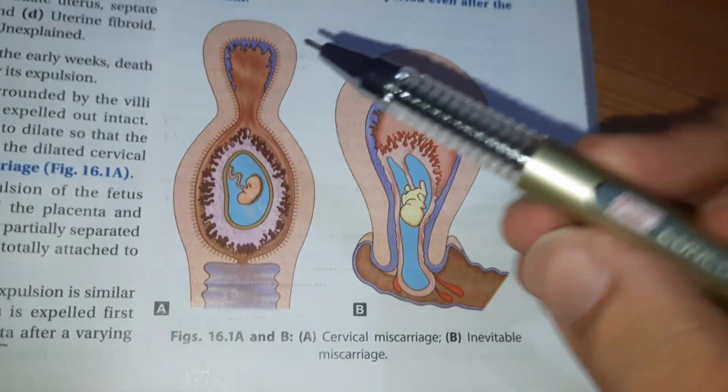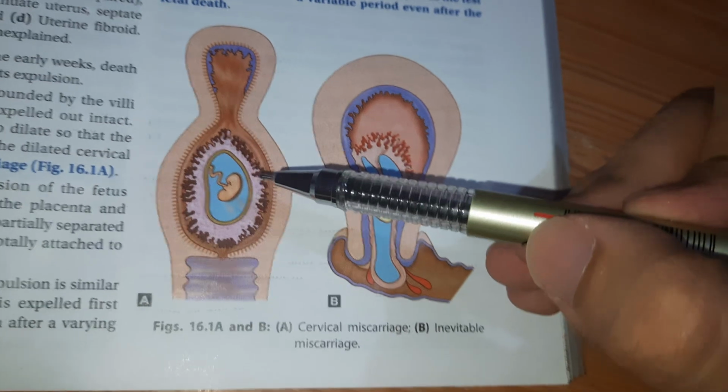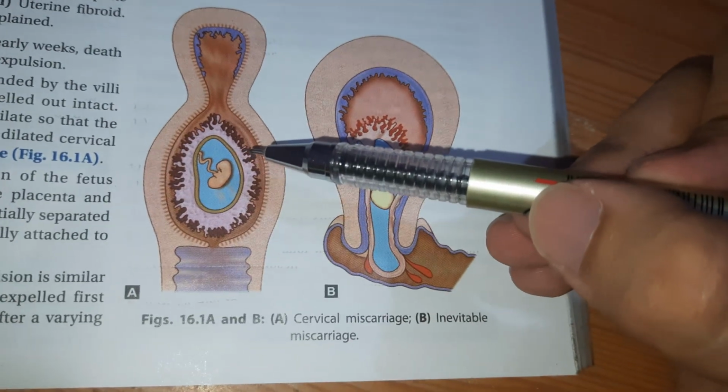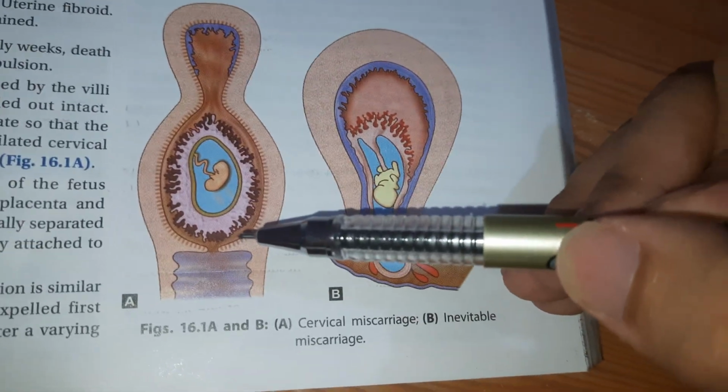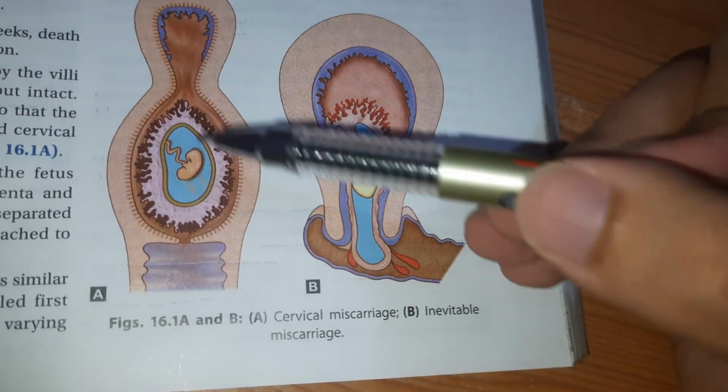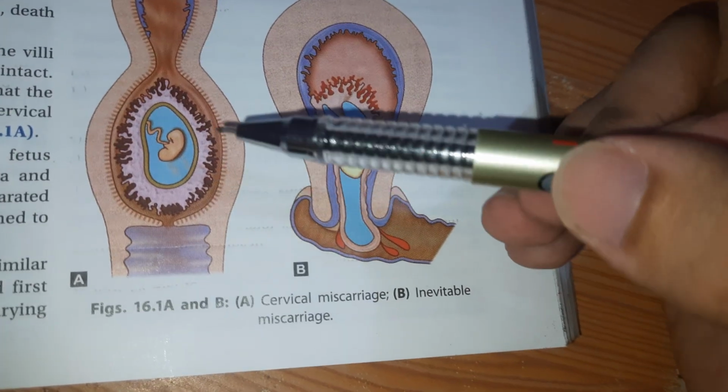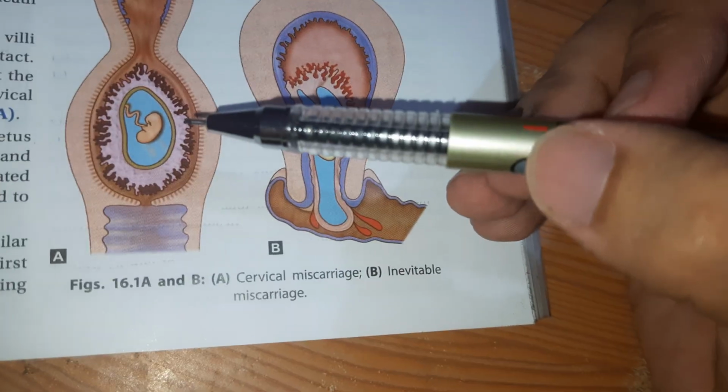So let's see the picture. This is known as cervical miscarriage. The external os fails to dilate so that the entire mass is accommodated in the dilated cervical canal, and it is called cervical miscarriage.